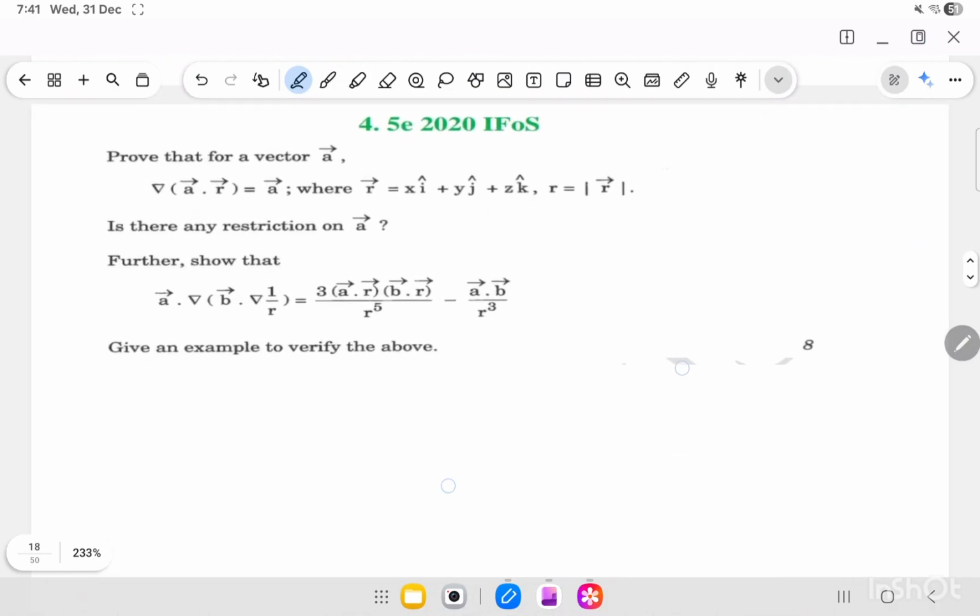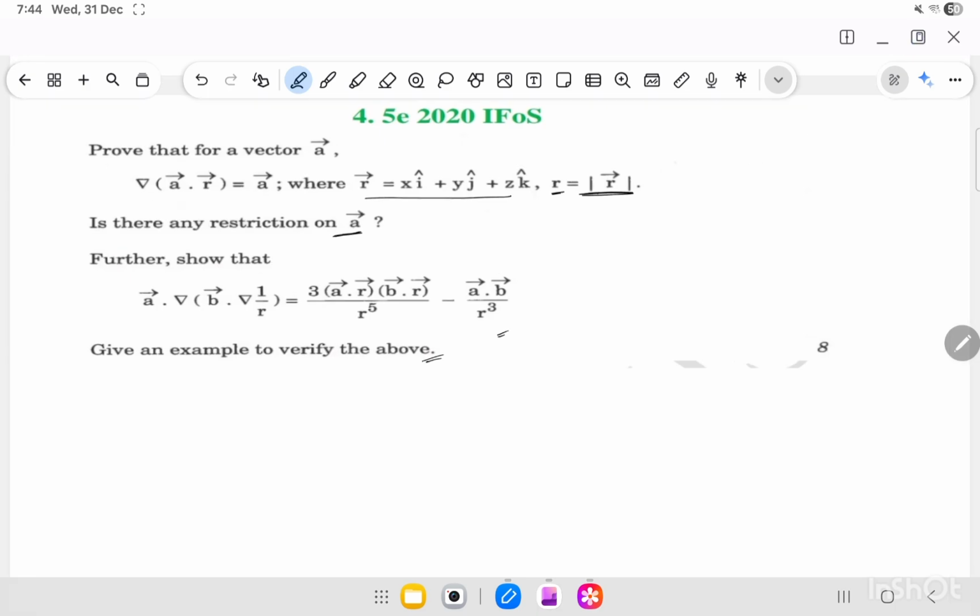So the next question is, prove that for a vector A, the gradient of the dot product of A vector with r vector is equal to A vector only, and here r vector is this, and r is basically the absolute value of this r vector. It further asks us whether there is any restriction on A vector, and further we are supposed to evaluate another relation that is given to us, and they have asked us to give an example to verify the above relation that we have proved. So let's see how we can evaluate the first relation.